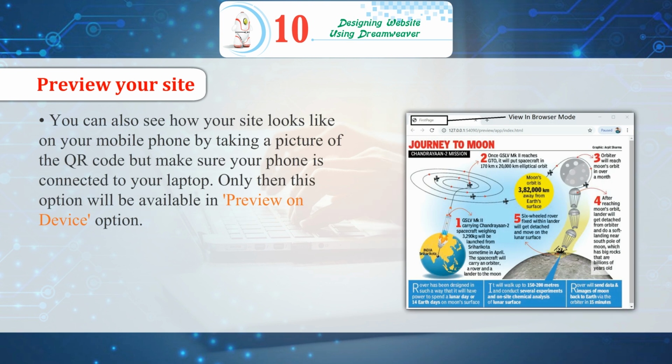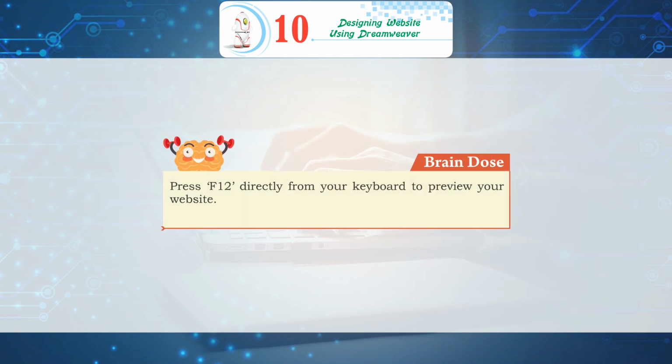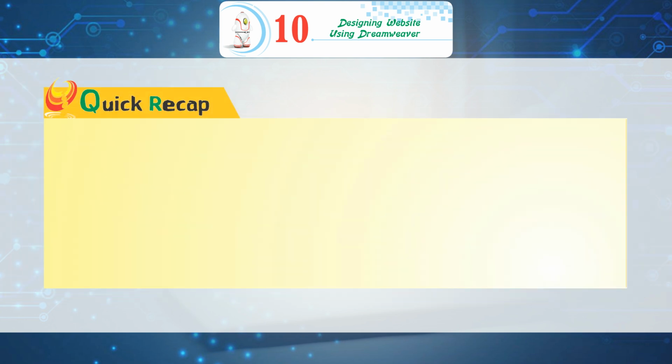You can also see how your site looks like on your mobile phone by taking a picture of the QR code, but make sure your phone is connected to your laptop. Only then this option will be available in Preview on Device option. Brain dose. Press F12 directly from your keyboard to preview your website.